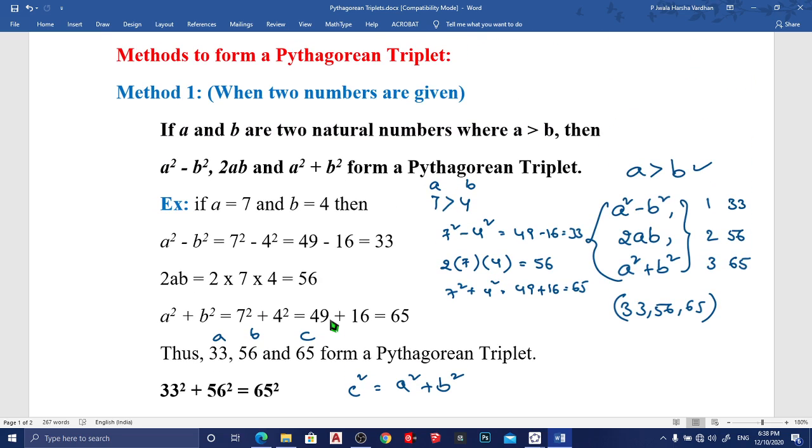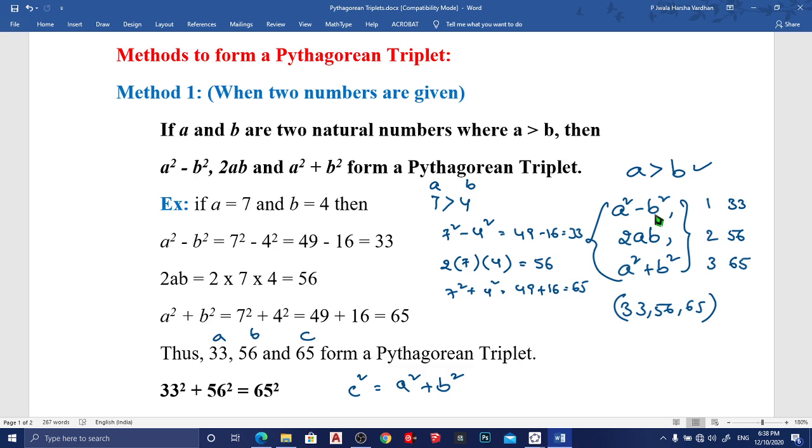So if in any problem they give two numbers and ask you to form a Pythagorean triplet by using those two numbers, this is the process and the procedure you have to use. It's very simple. The first number should be greater than the second number, which is a is greater than b. Then you have to use these three formulas, which is a square minus b square.